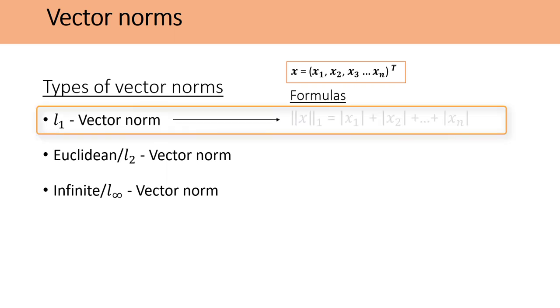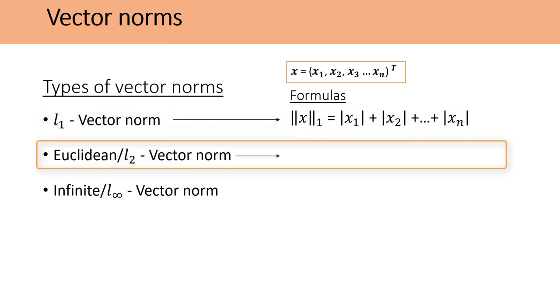The L1 vector norm of vector S would be equal to the absolute value of S1 plus the absolute value of S2 up to the absolute value of Sn. The L2 vector norm of vector S would be equal to finding the square root of S1 square plus S2 square plus S3 square up to Sn square.